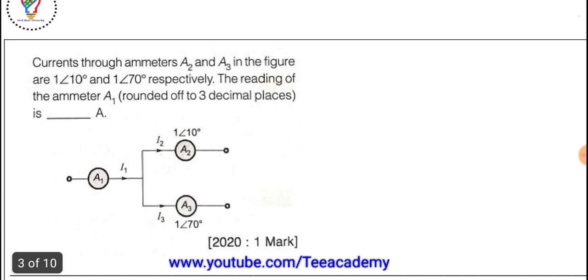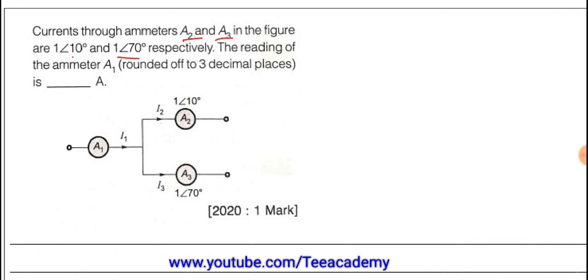The currents through the ammeters A2 and A3 in the figure are 1 at an angle of 10 degrees and 1 at an angle of 70 degrees respectively. What is the reading of the ammeter A1? The questions I am taking are from the GATE examination, where the calculator is allowed. But in your AE examinations, you have to remember the answers. In competitive exams, if no calculator is allowed, then how can you solve the problem? So you have to remember some basic questions and answers also.